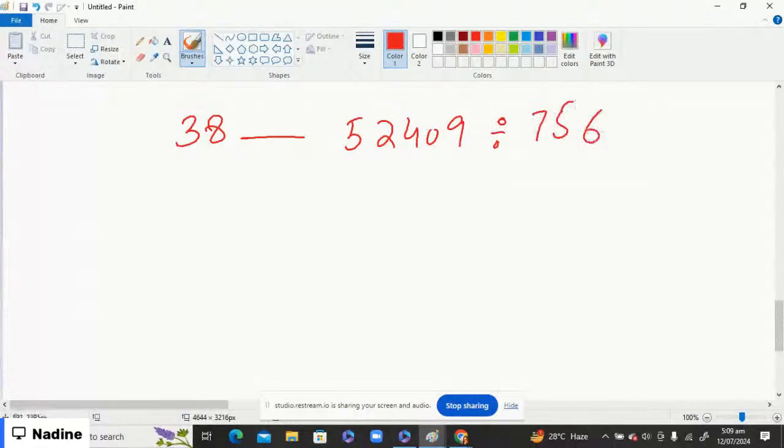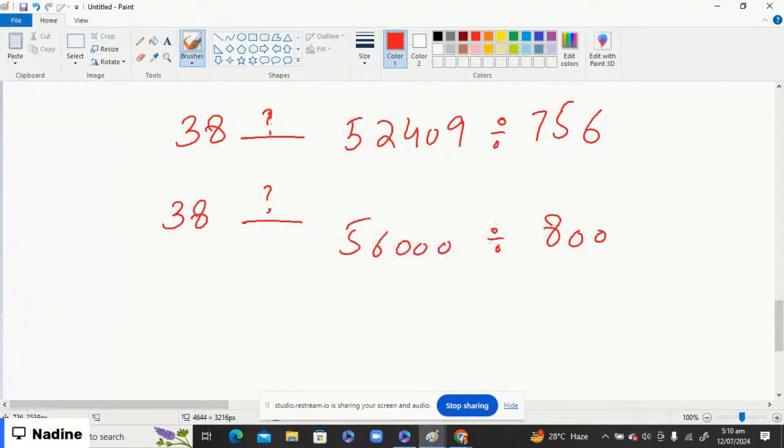Okay, so now check it out. First of all, use compatible numbers related to that. We are going to use their compatible numbers. This 38 is the same, and here is the missing sign. 52,409 can be changed to 56,000, and 756 you can change into 800.